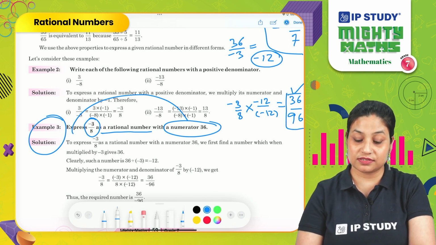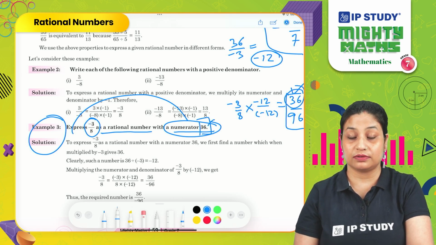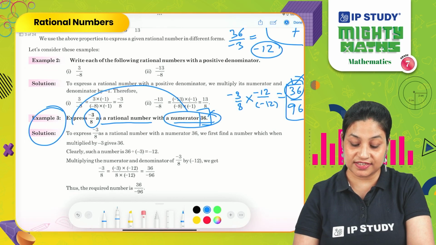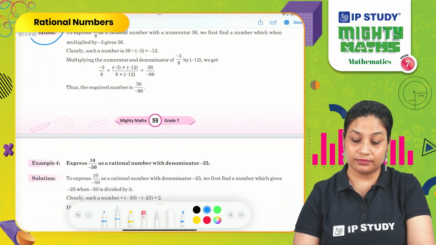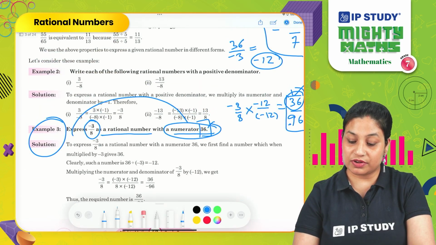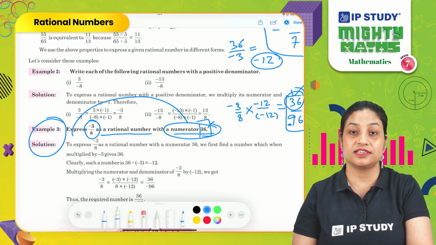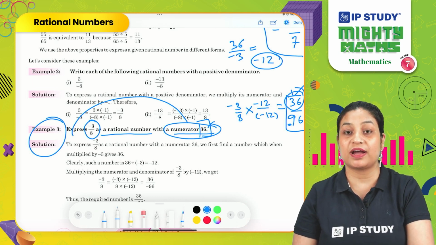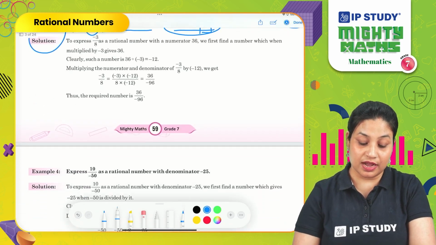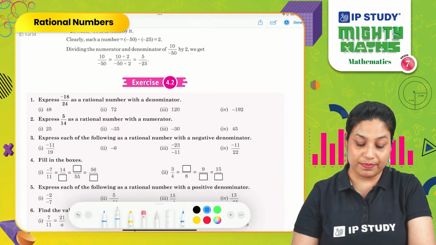So this is your desired result. What was supposed to be in the numerator? 36. We got 36 over here. I hope you have understood this example. Now, sorry, I forgot to put the negative sign over here. So this is the result. This is the desired result, 36 upon minus 96. Now let's move on to the next topic.